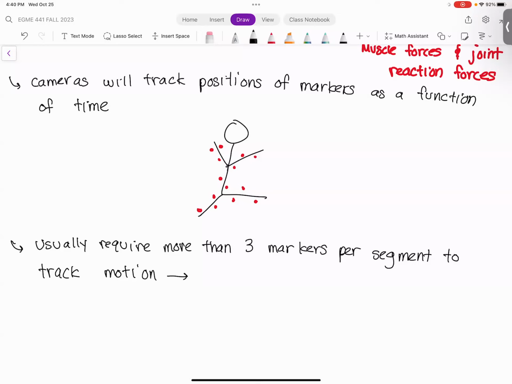The reason for that has nothing to do with the theory itself. It has to do with the fact that as a person goes through their motion, and you're trying to capture the motion of these trackers with the cameras, certain positions of the body are going to hide the trackers from the cameras.